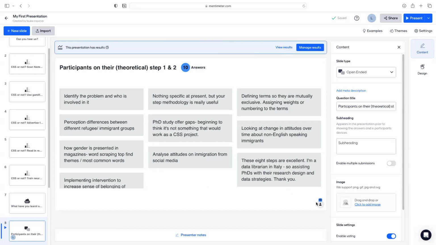Really screwed up with this slide. Someone said these 8 steps are excellent. I'm a data librarian in Italy, so assisting PhDs with their research design and data strategies. Thank you. Oh, thanks. That sounds super interesting and no worries at all. Glad you found it useful. So we've got some really, really interesting research avenues here, and it seems like you are really getting to grips with how you formulate a CSS project.